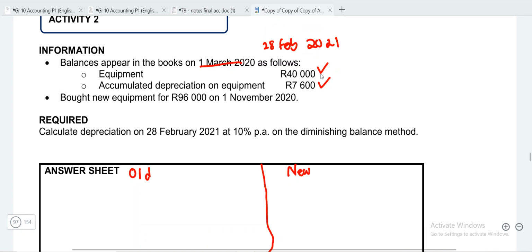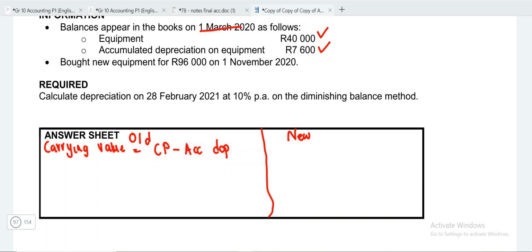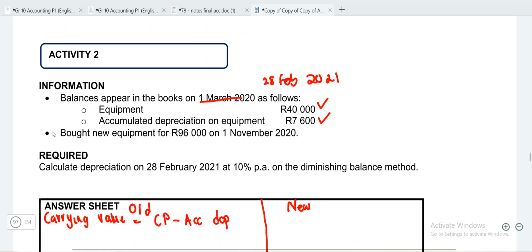Remember guys, when we deal with the diminishing balance method, you must first find out your carrying value. We know that our carrying value is made by taking the cost price and subtracting the accumulated depreciation. Because I don't have space, I'm going to write using acronyms, but if you're watching this lesson, I believe you'll be able to follow what this stands for. So before we do anything, that's what we need to check. And also check the second one here.